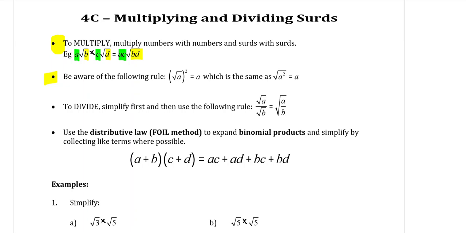That can also be written as square root of A squared. So again, the square and the square root will cancel out and you just get A. So both of those versions are effectively doing the same thing.